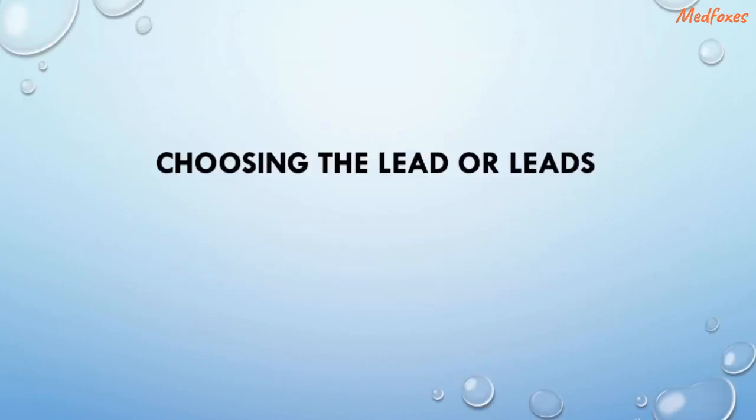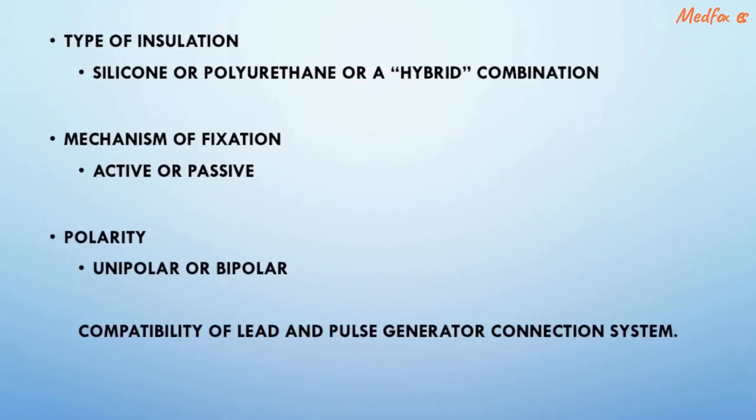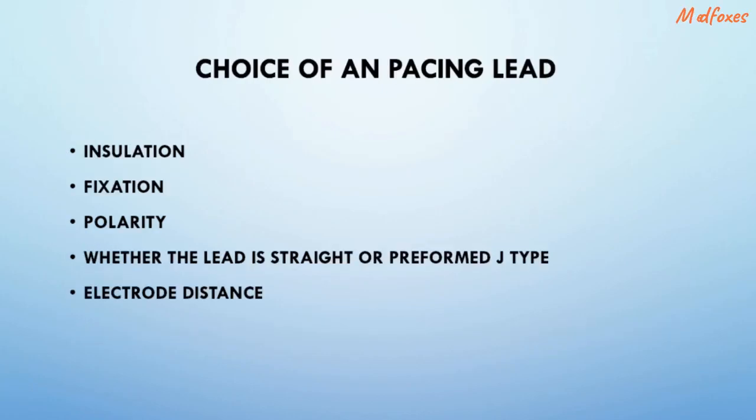Choice of pacing lead or leads becomes one of professional preference or personal bias. Choice of pacing lead should also be based on the performance data of the specific model. When choosing the lead, the following must be considered for all leads. One is the type of insulation, whether it is silicone or polyurethane or a combination of both, and the mechanism of fixation, whether it is active fixation or passive fixation, and the polarity, whether it is unipolar or bipolar. Also, compatibility of the lead and pulse generator connection system must be considered.